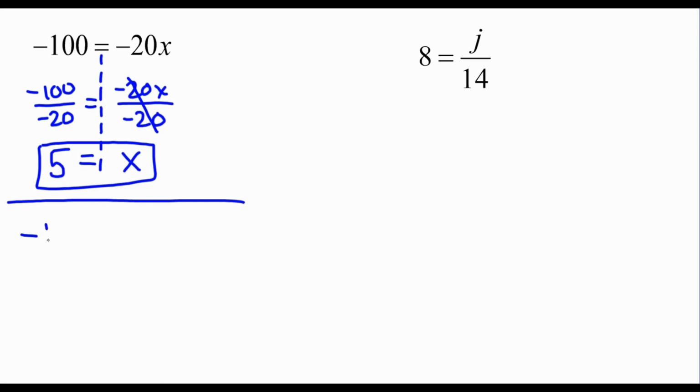And a quick check. Negative 20 times 5 is negative 100. That all checks out, and I know I got the right solution.